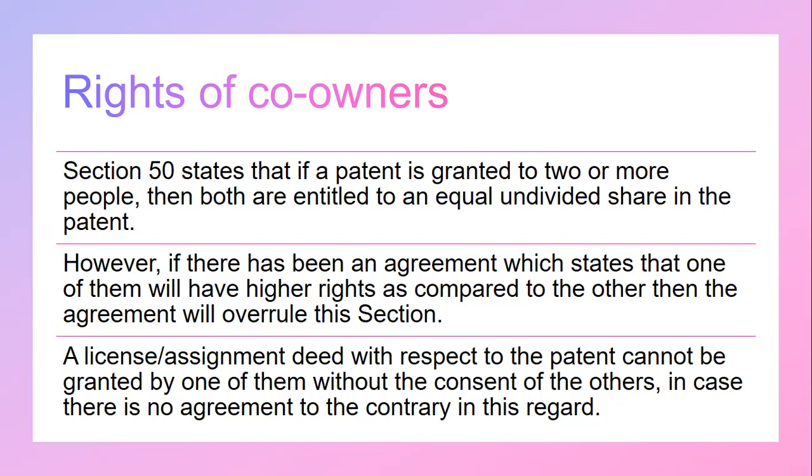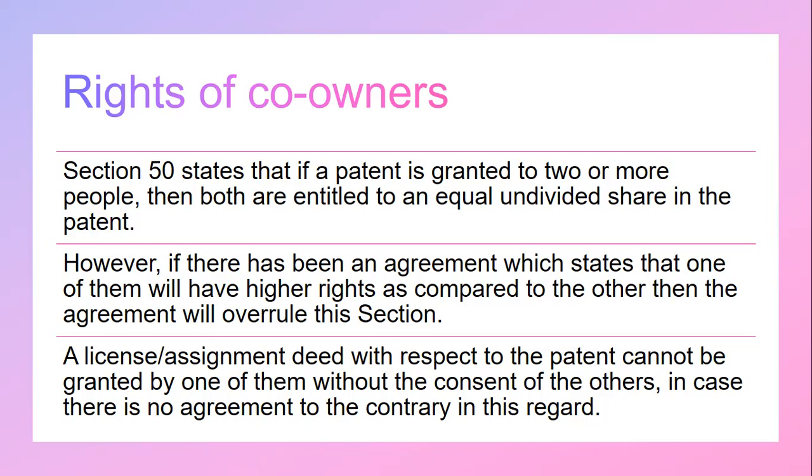So section 50 states that if a patent is granted to 2 or more people, then both are entitled to an equal undivided share in the patent. For example, I have a patent along with you. We both are joint applicants and now the patent has been granted and we both are joint owners. Because we are joint owners, we have an equal undivided share in the patent. 50% belongs to you, 50% belongs to me, equal undivided share.